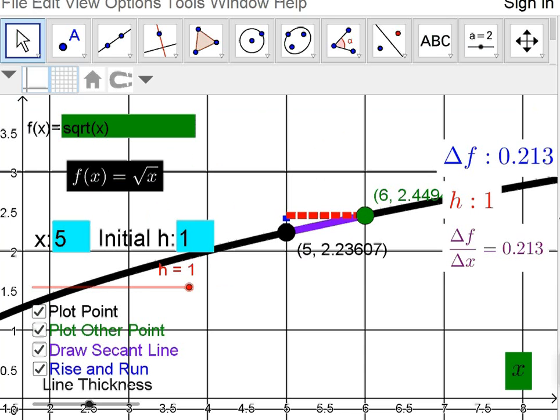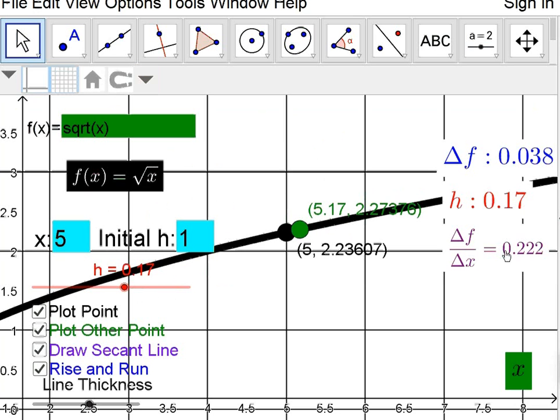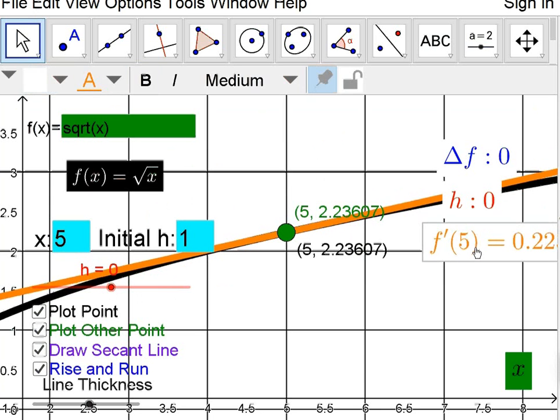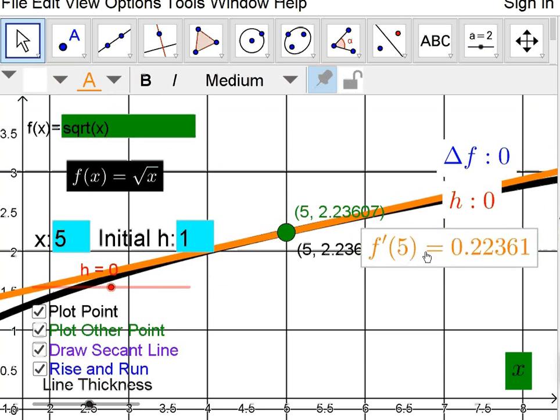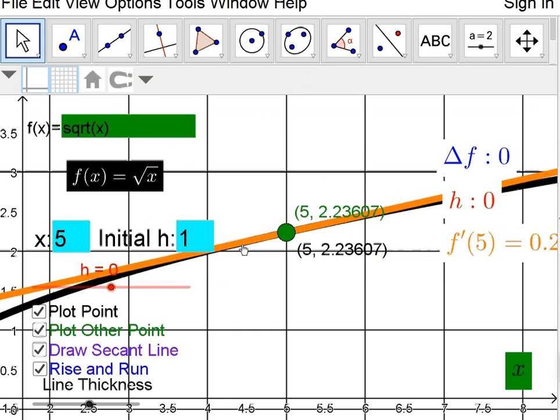Okay, so here's our graph of f of x equals square root of x. We've got it typed in up here. And notice that when we drag this point, this green point, all the way to the black point, we see our change in f of x is approaching something. It looks like 0.22222. And as h becomes 0, the tangent line is drawn. And we see that the derivative is something like 0.22361, is the slope of that orange line, okay, which we found to be a derivative.